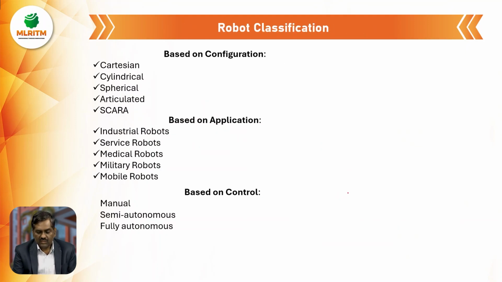And now coming to the classification of a robot, robots are classified into three categories. The first one is based on configuration, then based on application, and based on control. Based on configuration, robots are classified as Cartesian, cylindrical, spherical, articulated, and SCARA. Based on application, robots are classified as industrial robots, service robots, medical robots, military robots, and mobile robots. Based on this application, our course is mainly focused on industrial robots.